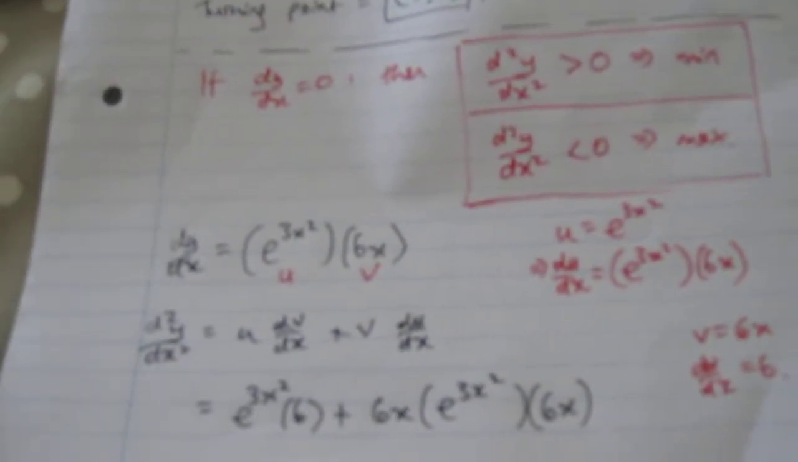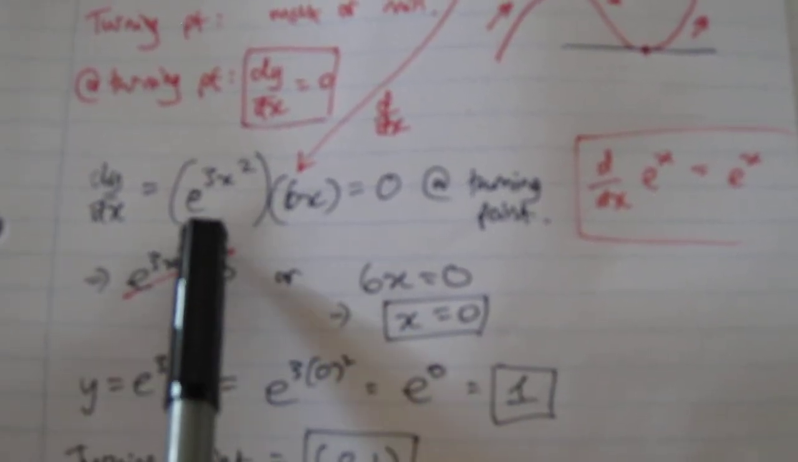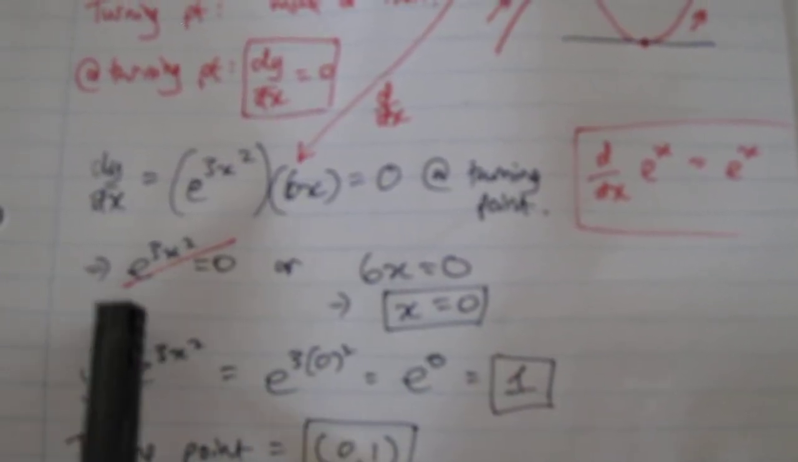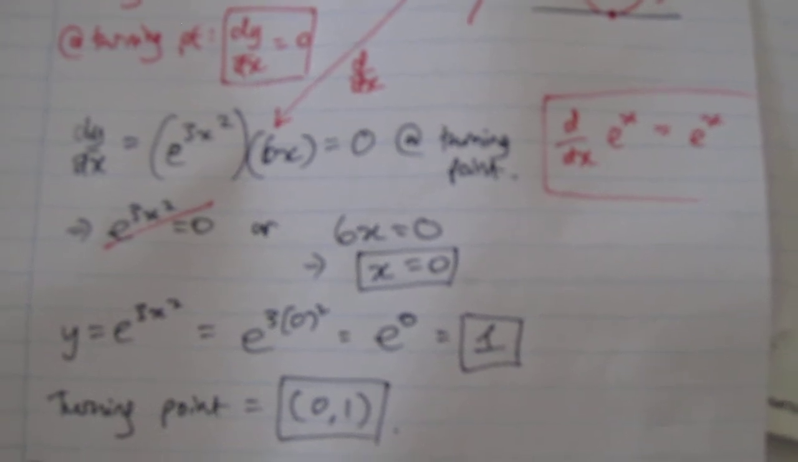So just to recap very quickly, for the start of the question, to get the turning points, find dy/dx, put it equal to 0 and solve the equation. Because we used the chain rule, we had two things multiplied together, so either the first thing is 0 or the second thing is 0, and e to a power can never be 0. It can never be negative. It's always positive.